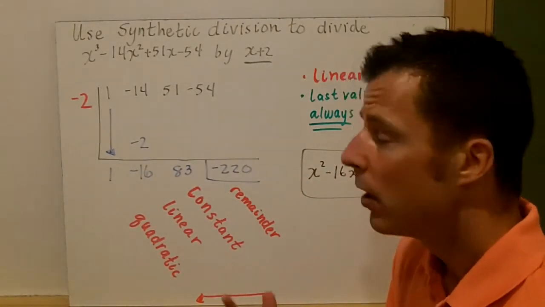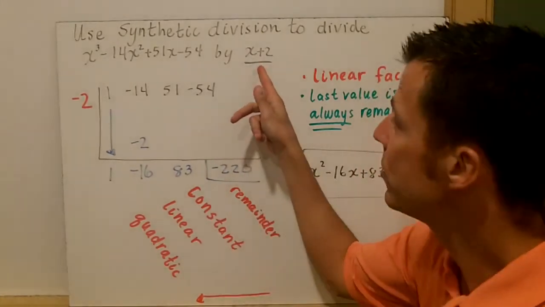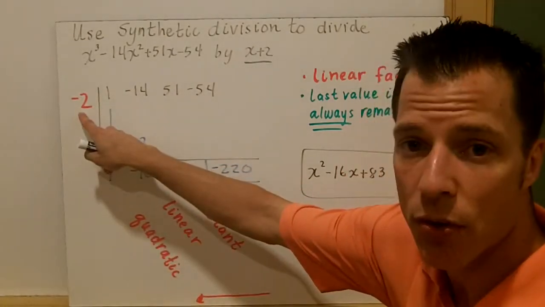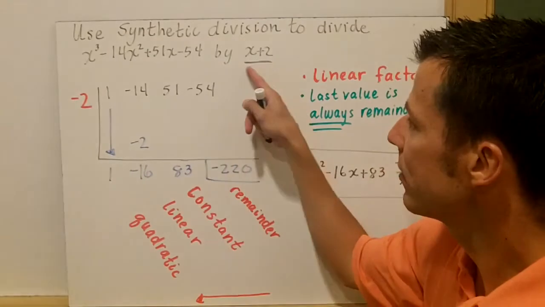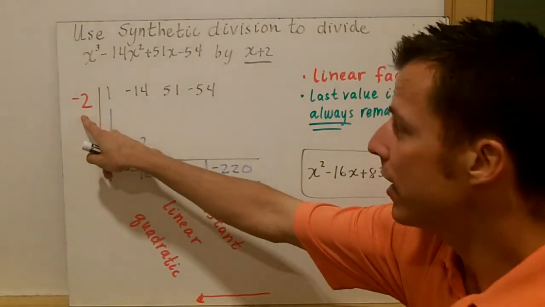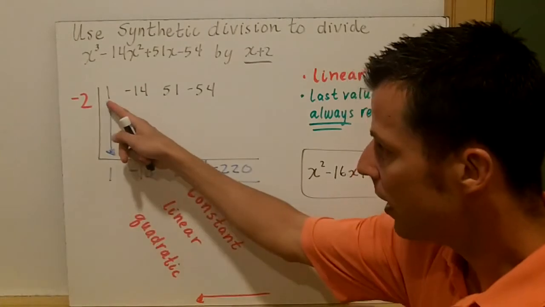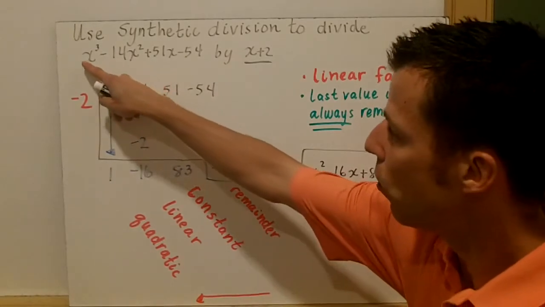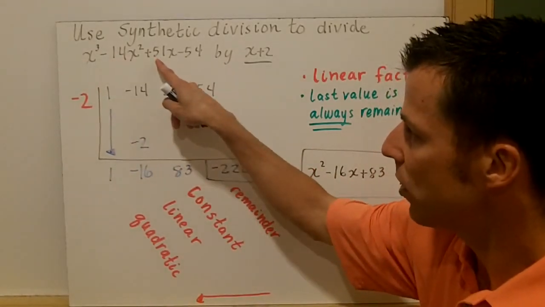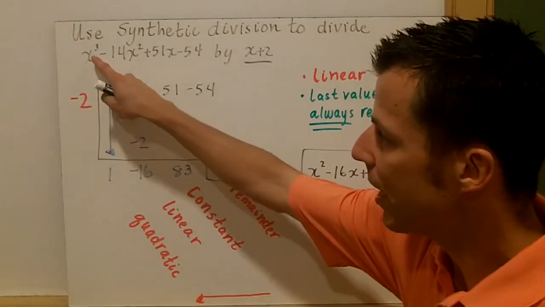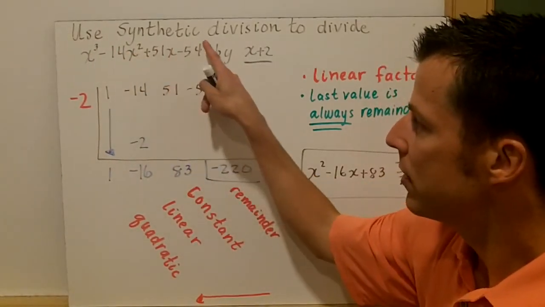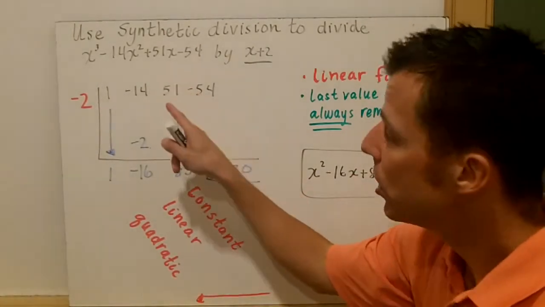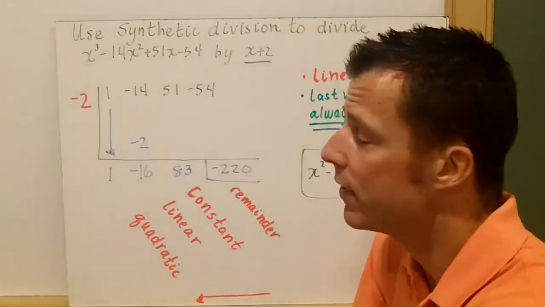So how does this work? If x plus 2 is your factor, we're going to put the negative 2 out front because this number is your 0. So my factor is x plus 2. Okay, so we have negative 2 here. Inside are all your coefficients of your dividend. So 1, negative 14, 51, 54. Now, look at the powers. 3, 2, 1, 0. I don't have to add any zeros into this problem, but if I skipped a power, you have to put a 0 in there, just like we did with long division.